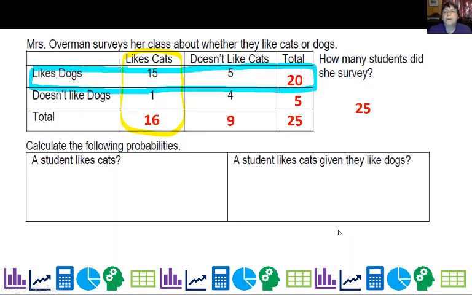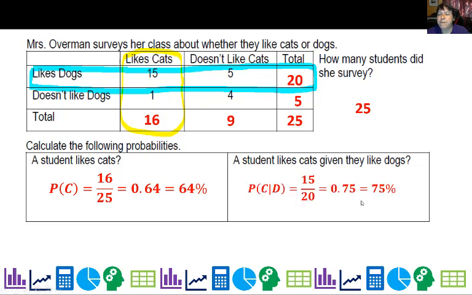All right, so what's the probability a student likes cats? Well, how many people like cats? 16 out of how many? 25. So that would be 0.64 or 64%. What's the probability a student likes cats given that they like dogs? If they like dogs, we're in this blue universe right here. So how many of those people like cats? 15 out of 20, or 75%.